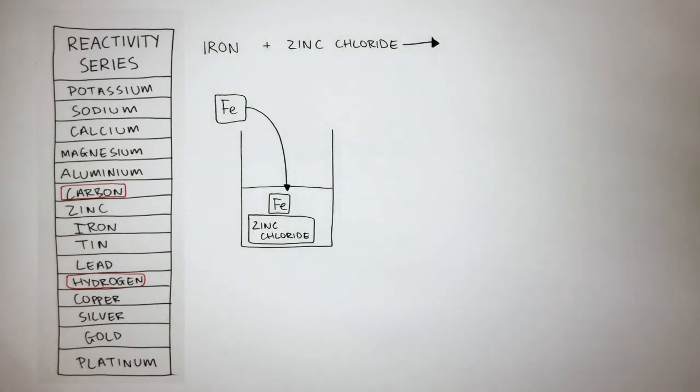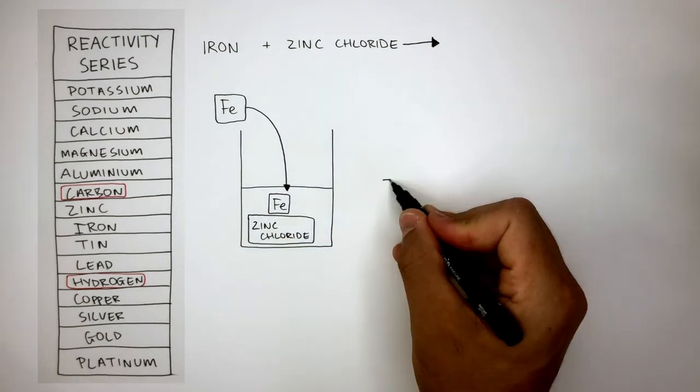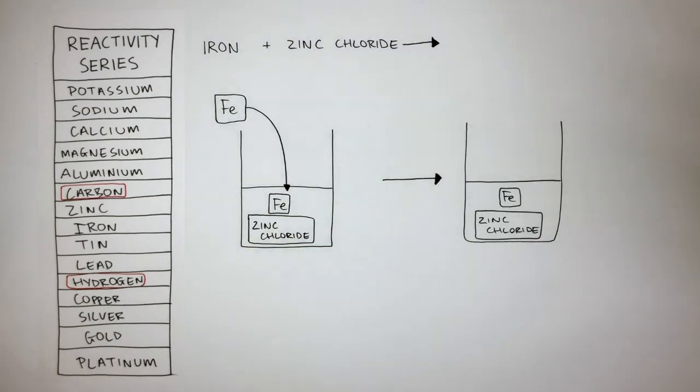We can see from the reactivity series, iron is below zinc. So zinc is more reactive than iron, or iron is less reactive than zinc. Therefore, there will be no displacement reaction, as iron needs to be more reactive than zinc to displace the zinc from its compound. So we will see no chemical reaction and there will be no changes.